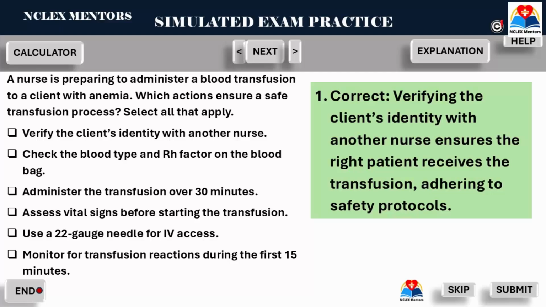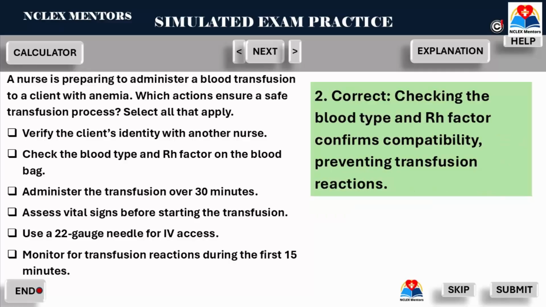1. Verify the client's identity with another nurse. This is a critical safety step. Blood is a high-alert medication, and verifying identity with a second nurse ensures the right patient gets the right blood. It's not just policy, it's about protecting lives. Double checks save lives.